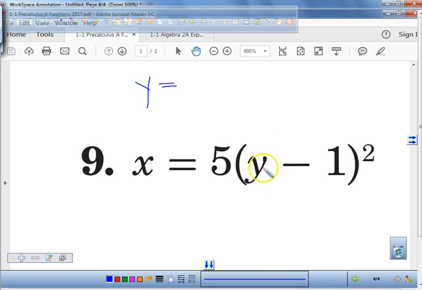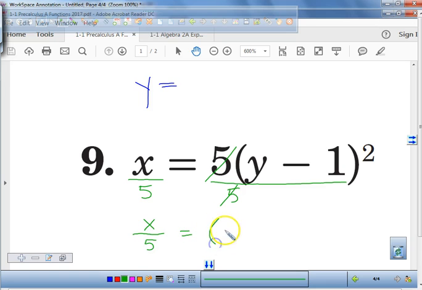We want to solve for y, which means we've got to get rid of this 5 that's being multiplied to this parentheses. What's the reverse operation of multiplication? Division. That's right. So we would have to divide both sides by 5. So this 5 cancels out this 5 to a 1. And here's what we have left. We have x divided by 5 equals parentheses y minus 1 close parentheses squared.